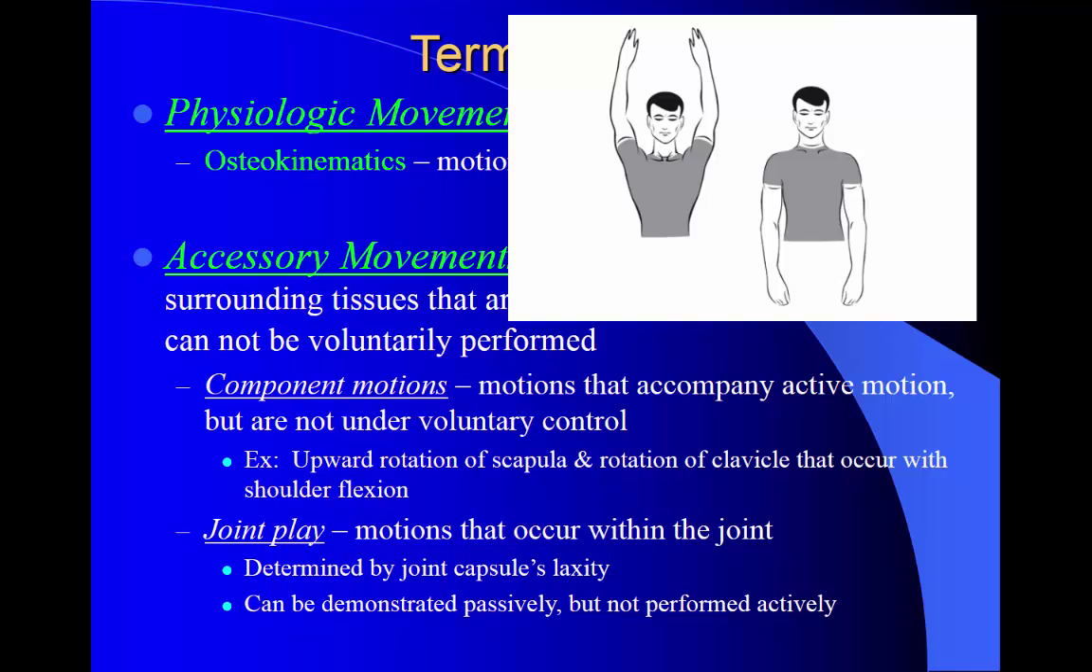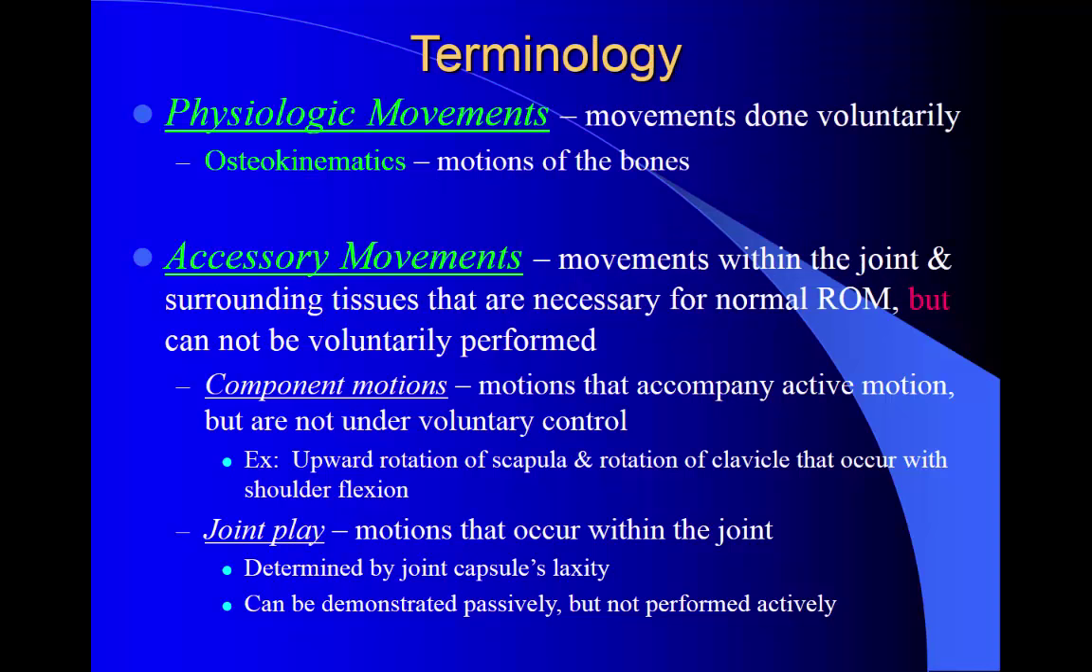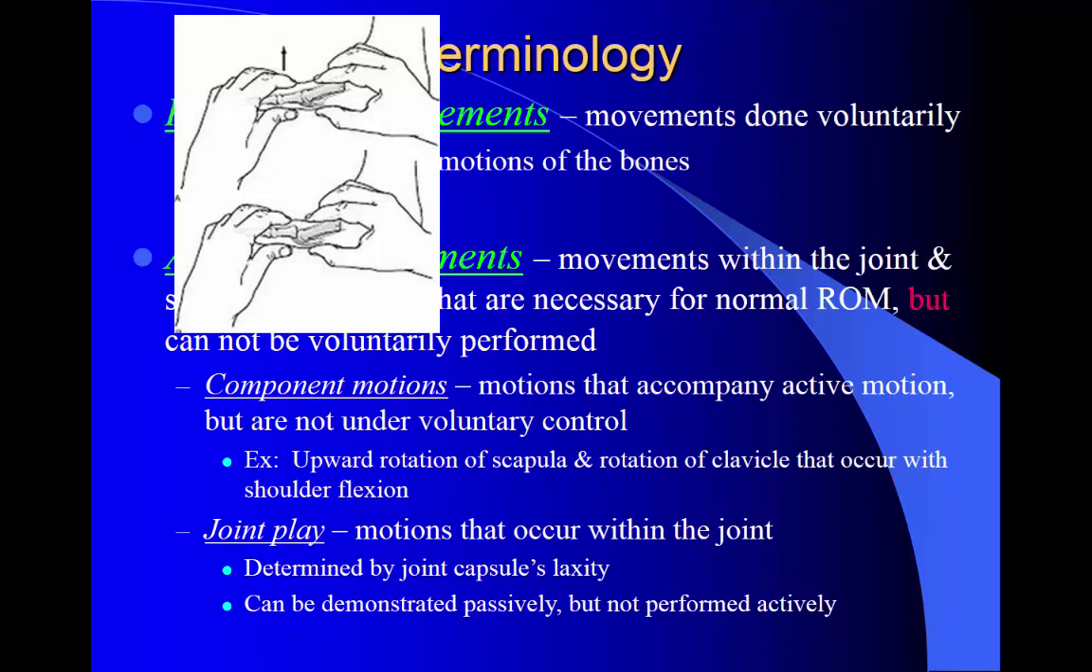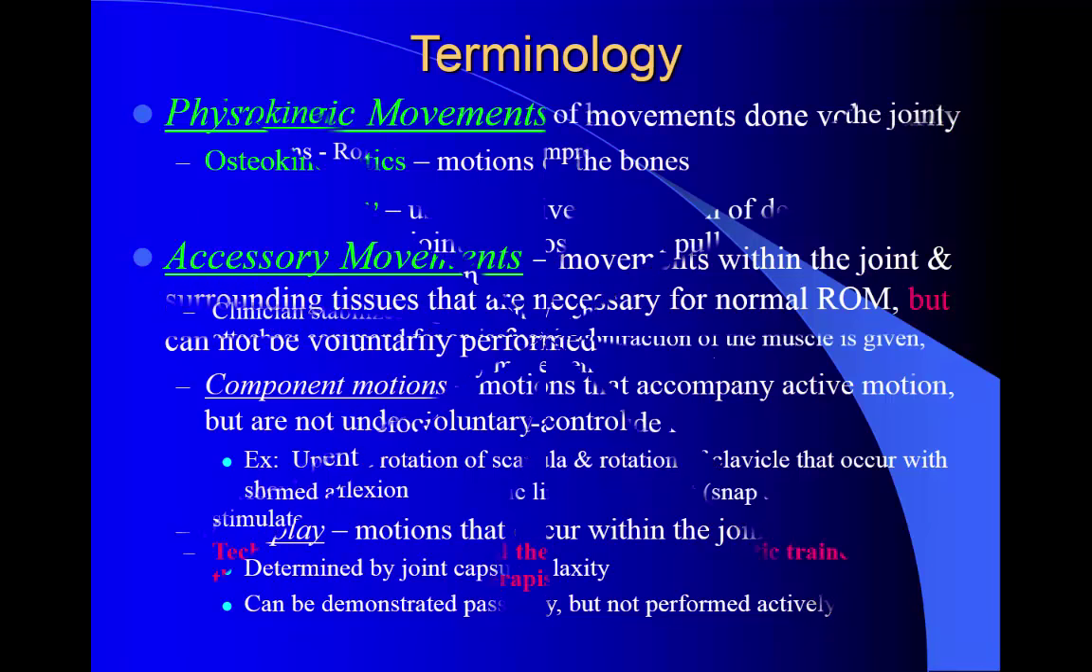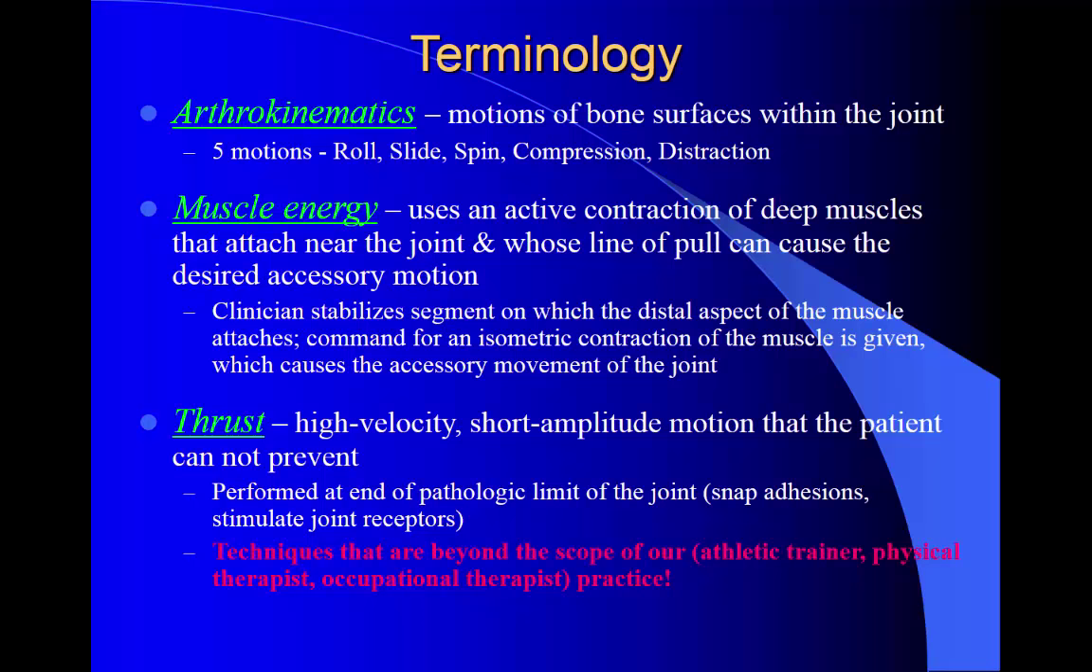An example of a component motion is the upward rotation of the scapula and rotation of the clavicle that occur with shoulder flexion. Joint play are motions that occur within the joint. Joint play is determined by a joint capsule's laxity. Joint play can be demonstrated passively, but the individual cannot perform the movements actively. Arthrokinematics are the motions of bone surfaces within the joint. There are five motions available: roll, slide, spin, compression, and distraction.